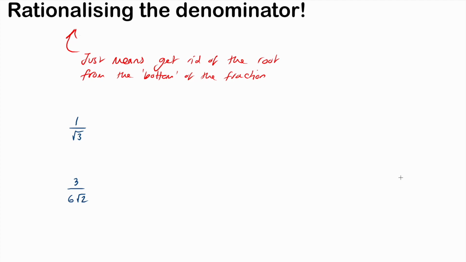Welcome to the last one. This is called Rationalising the Denominator. So what that means is just getting rid of the root from the bottom of the fraction, simple as.